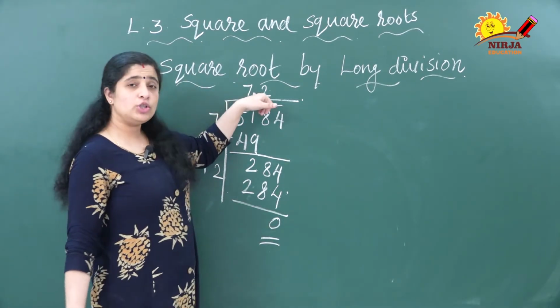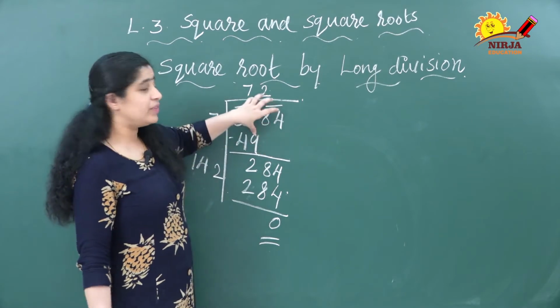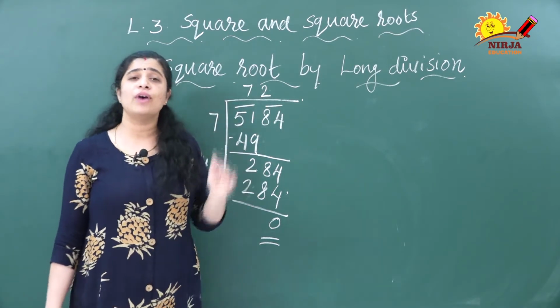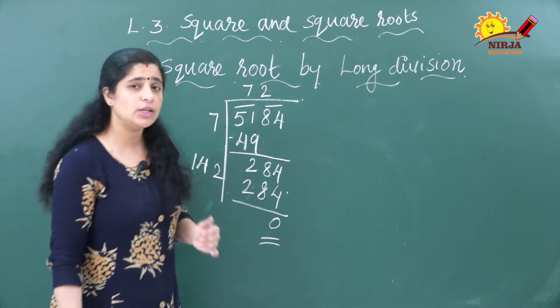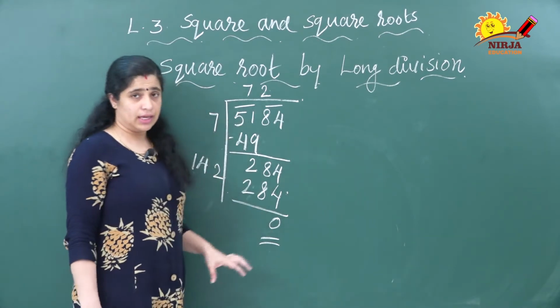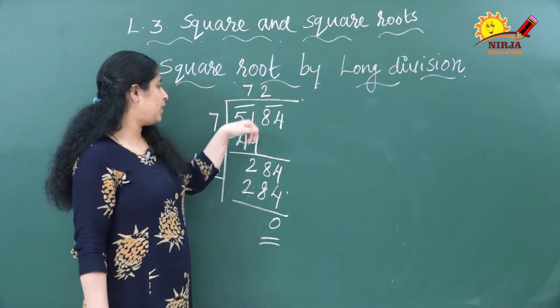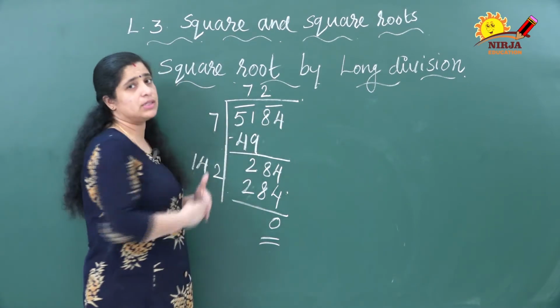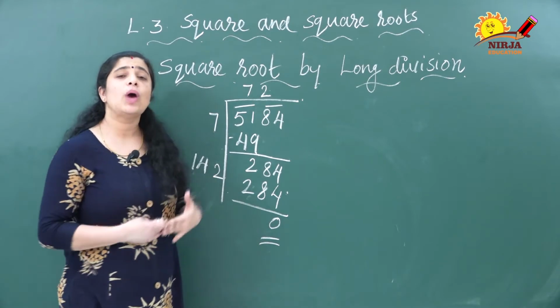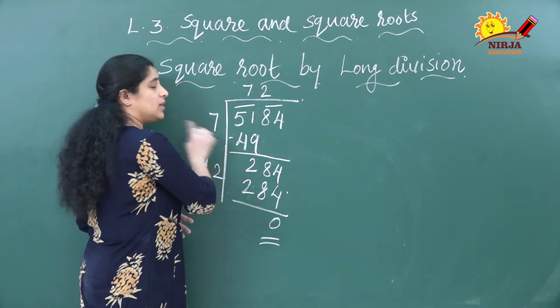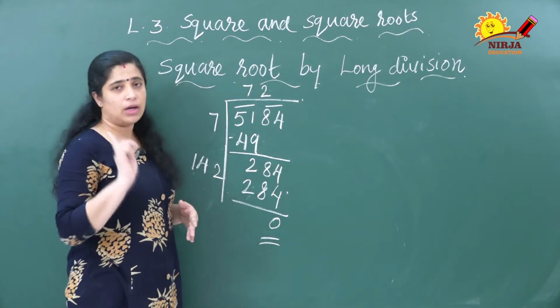So 72 is the square root of the given number. That means 72 is the square root of 5184. I will repeat this again. First you have to do the pairing, that we have done, 84 and 51. After that you have to do the division. Division, already I told you that the quotient and the divisor should be same here in the first case.